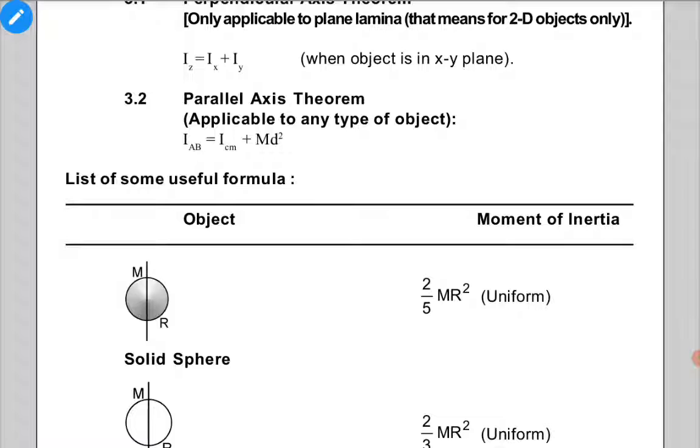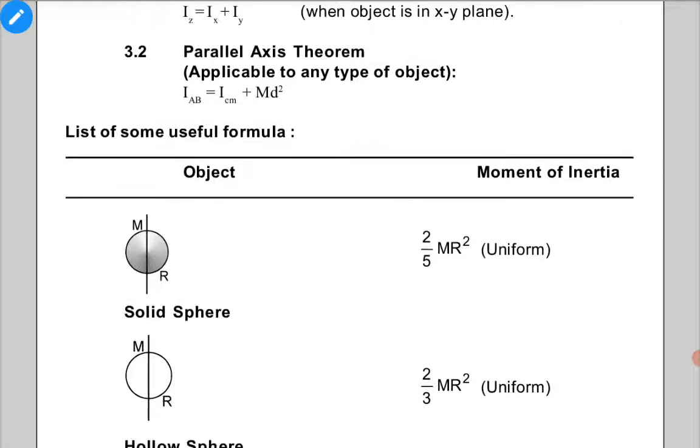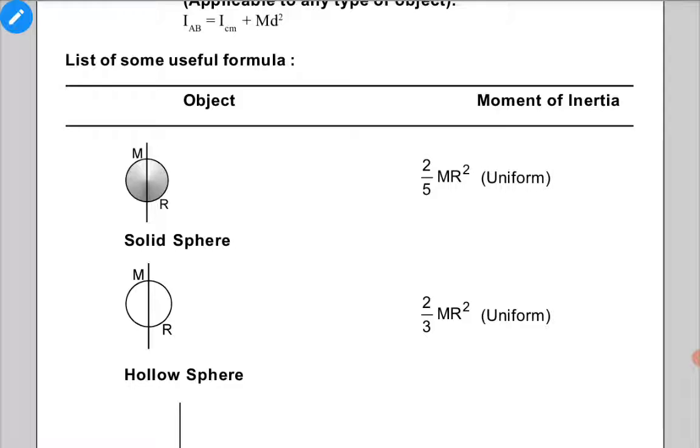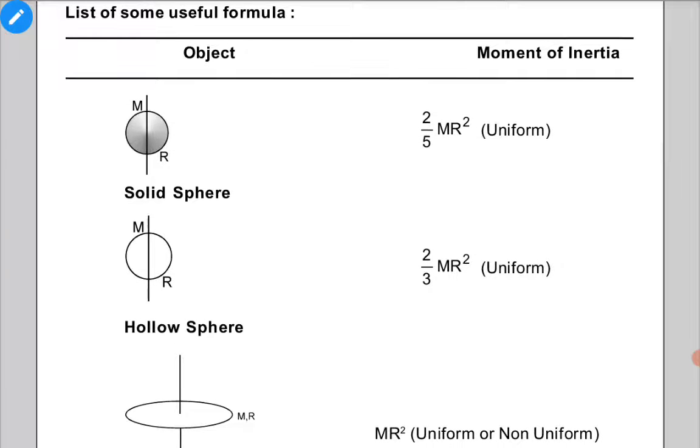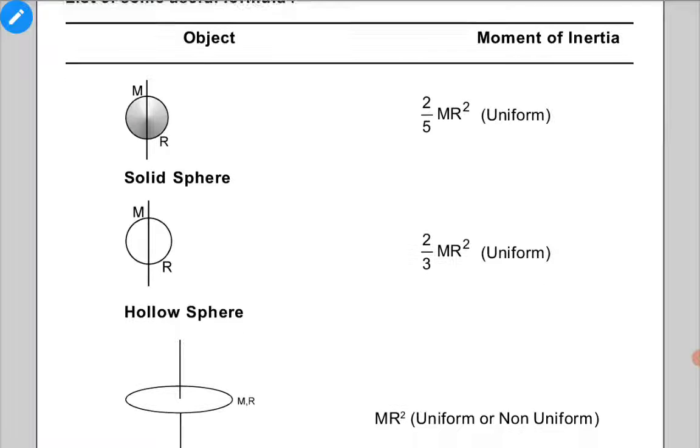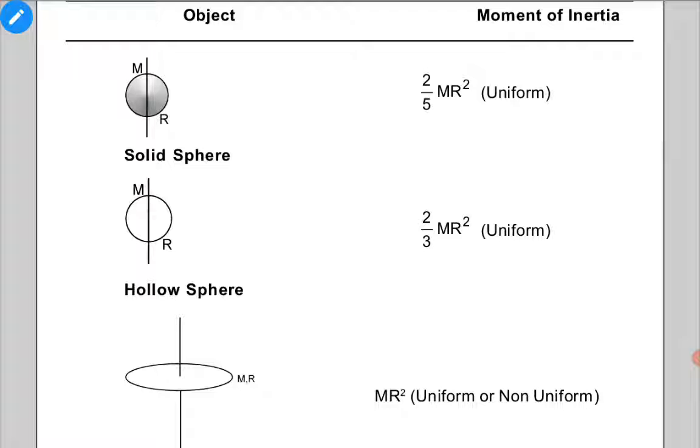D is the perpendicular distance from center of mass. List of some useful formulas: object and moment of inertia. Solid sphere: in this case moment of inertia about the center of mass equals 2 by 5 m r square.